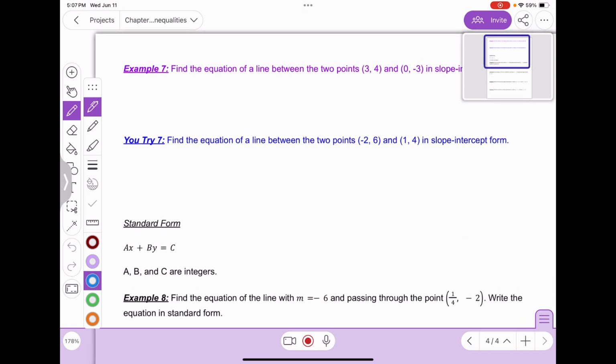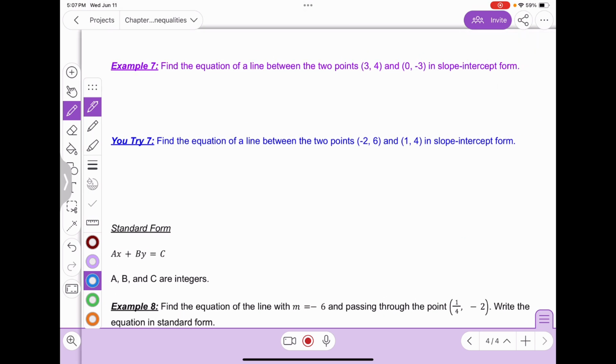So our quick refresher, find the equation of a line between 2 points in slope-intercept form. So first you would find the slope. So you subtract the y's. 4 minus negative 3 is 7. Subtract the x's. 3 minus 0 is 3. There's your slope.